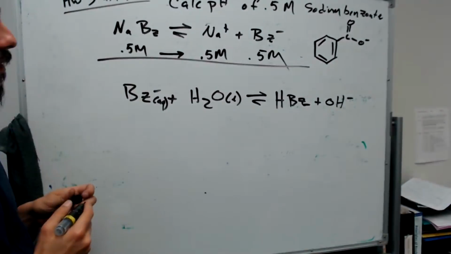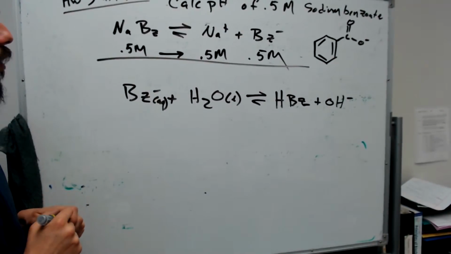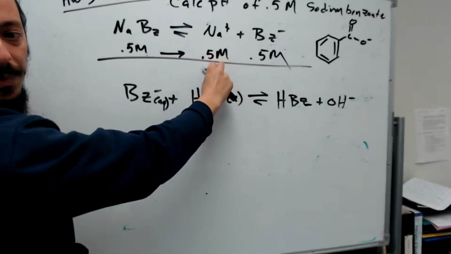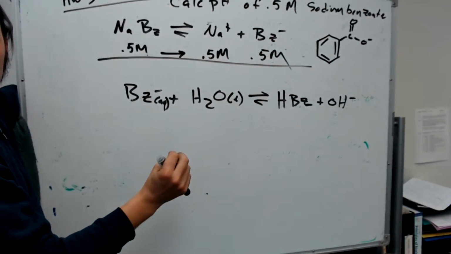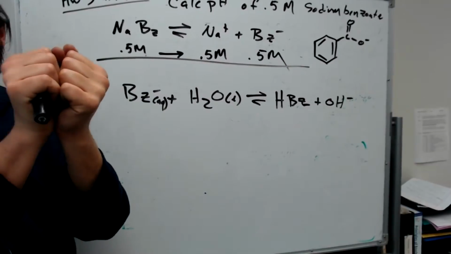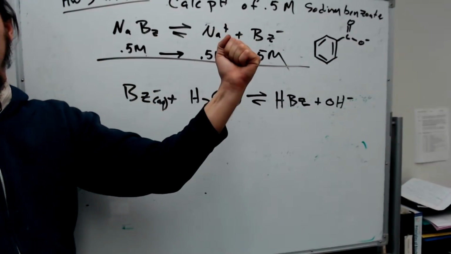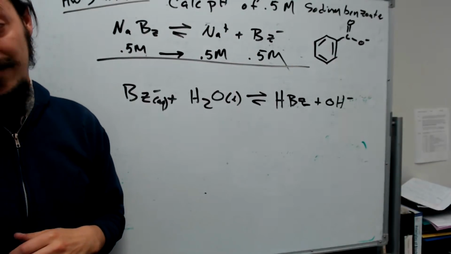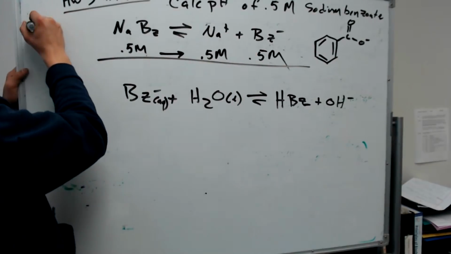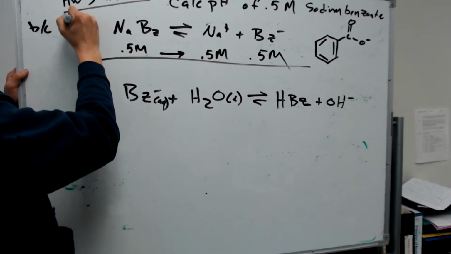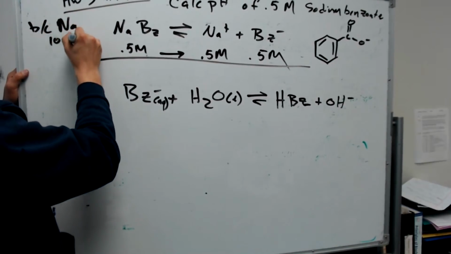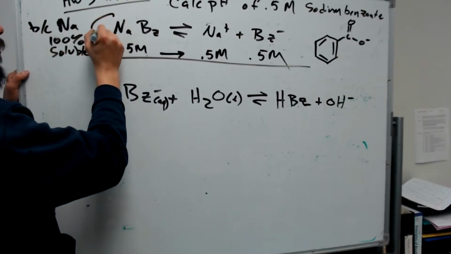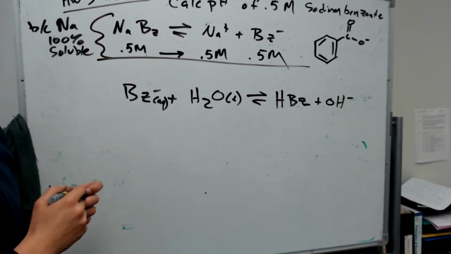Why did we put 0.5 as the concentration for all 3? So when this falls apart, it falls apart to 0.5 molarity sodium and 0.5 molarity benzoate, right? Because every sodium benzoate falls apart to an equal amount of sodium and benzoate. Oh, because of sodium solubility? Yeah, right. We assume 100%. We're assuming that it's 100% soluble because it's a sodium compound.